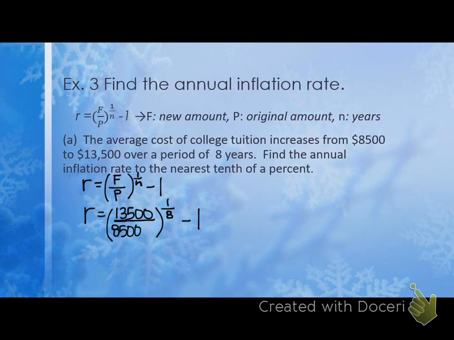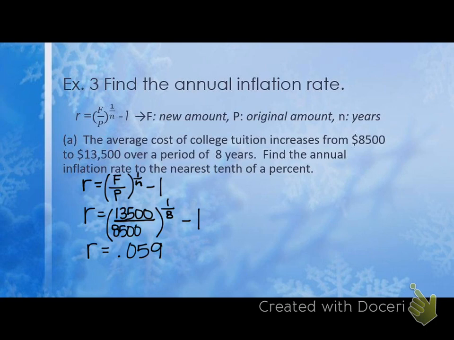Now, we can do the work in the parentheses first. We can do 13,500 divided by 8,500. And then we can raise that. We hit the X with the square button. We can raise that to the power of 1/8. Hit the equal button. And then we subtract 1. And hopefully you get something like 0.059, right? But it says, find the annual inflation rate to the nearest 1/10 of a percent.